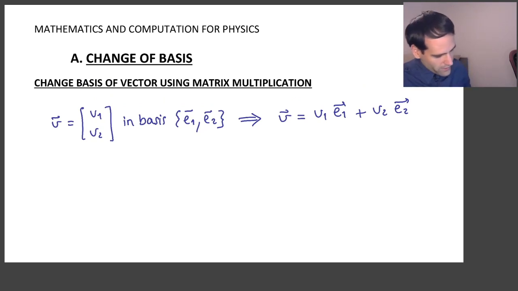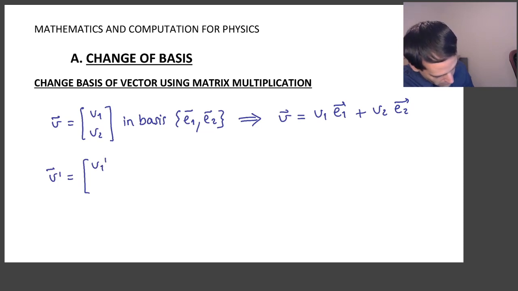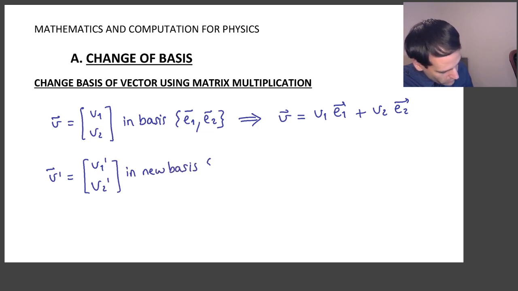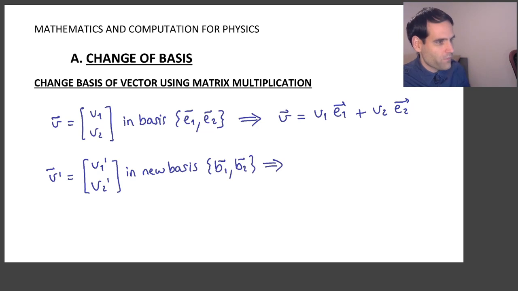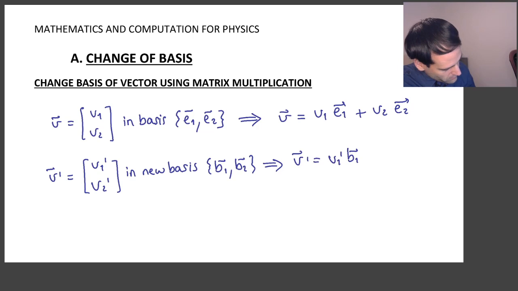And you know that you can write the same vector differently, using a different set of two numbers, let's say v1 prime and v2 prime, in a different basis, in a new basis. So let's call the new basis v1 and v2, okay? And this will mean that the vector v prime is equal to v1 prime times the vector basis v1 plus v2 prime times the vector basis v2, right?